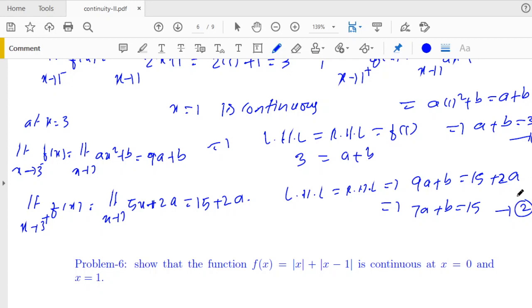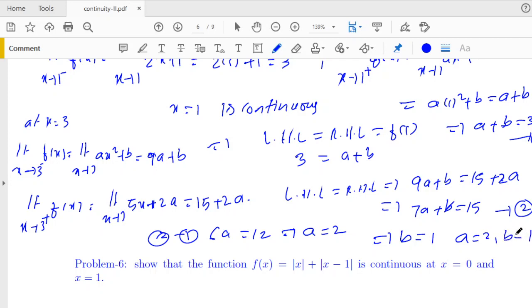Solve these two equations. 2 minus 1 implies that b cancels. 6a is equal to 15 minus 3 equal to 12. This implies that a is equal to 2. Now substitute a is equal to 2 here. This implies that b is equal to 1. Therefore a is equal to 2 and b is equal to 1. Therefore at a is equal to 2, b is equal to 1, the given function is continuous everywhere.